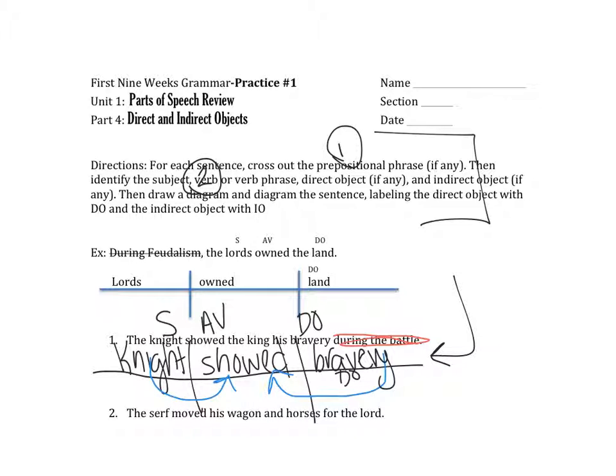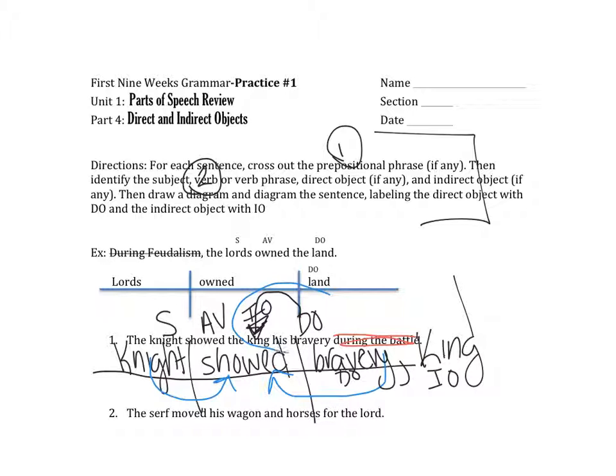We have one more thing we have to check. We have to say, to whom or for whom or to what or for what did that knight show bravery? Oh, he showed the bravery to the king. The king is the indirect object. And let me give you a little hint. Whoops, I'm a ding-dong. Hold on. I wrote indirect object here. What I meant to write was king.